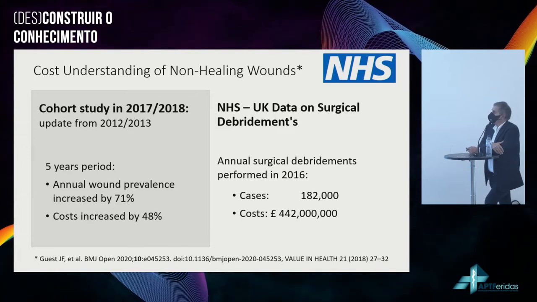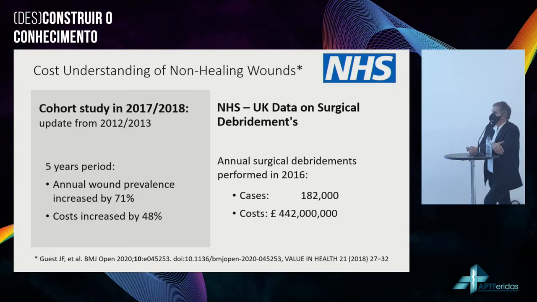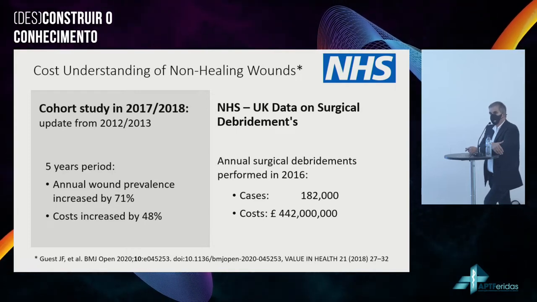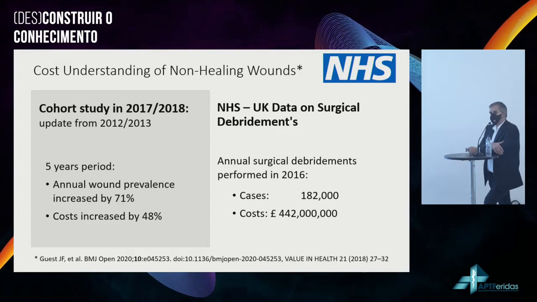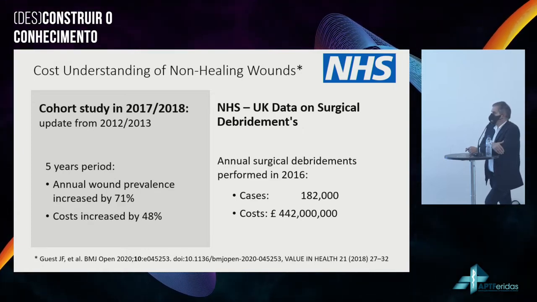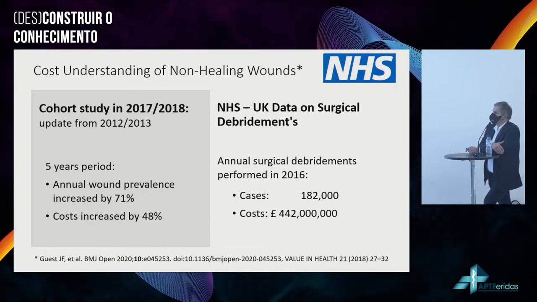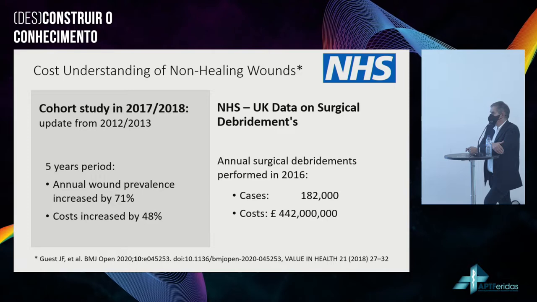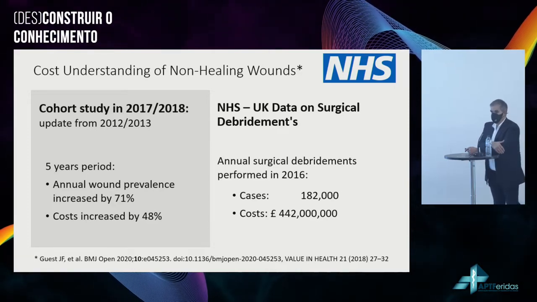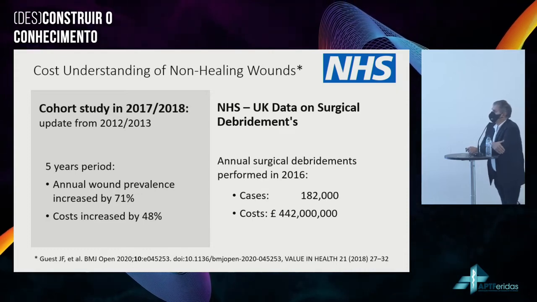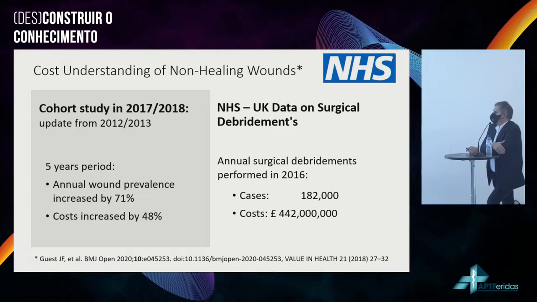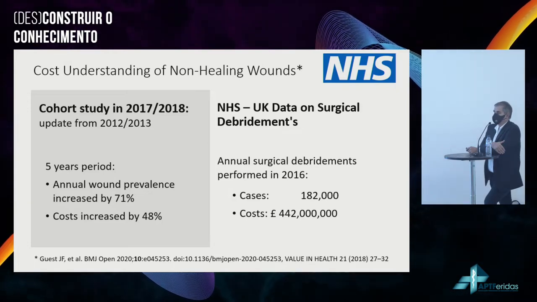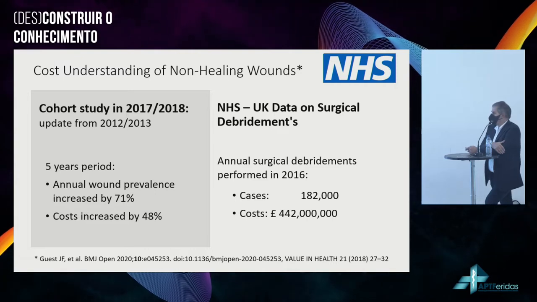A quick study on economies and on infections in the UK from Professor Guess, we got two publications. One is a 5-year review on the situation in the UK. To my understanding, that was the only country where I found quite good and credible data. So if you look at a period of 5 years, between 2012-13 and 2017-18, we have an increase of wounds of more than 70%. The increase of the budget in the UK was close to 50%. If you then look at another paper from the same author, published in 2017 on surgical debridement, in England they did 182,000 cases, which is the equivalent of roughly 450 million euros.